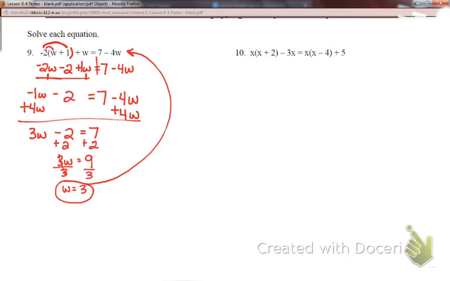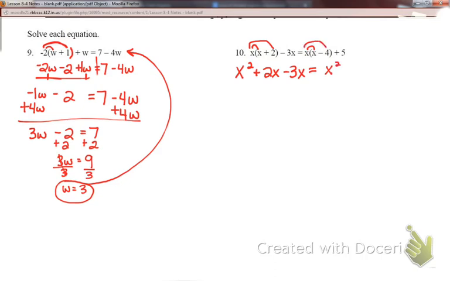This one's going to be a little bit different than what you're used to as far as solving, simply because we're going to get some exponents, but you'll see how it turns out in the end. So we're distributing this x, so x times x is x squared. X times +2 is +2x. Parentheses are over, so I'm just going to copy down the -3x. Next is my equal sign. Then I have more distributing to do. X times x, that's another x squared.